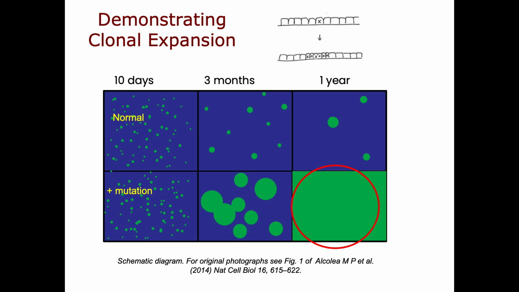So these cells acquired a mutation which was introduced by the experimentalists, which gave those cells a selective advantage and gave rise to clonal expansion.